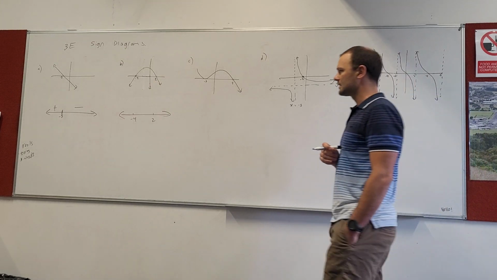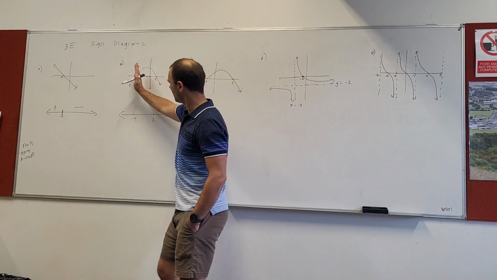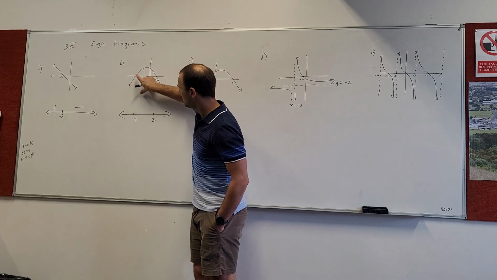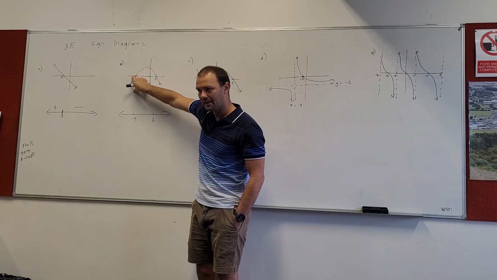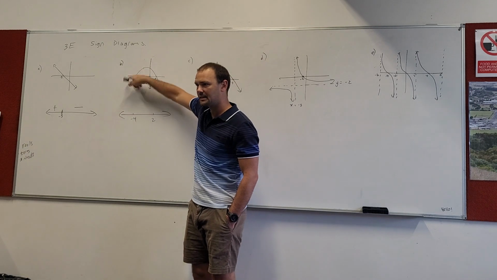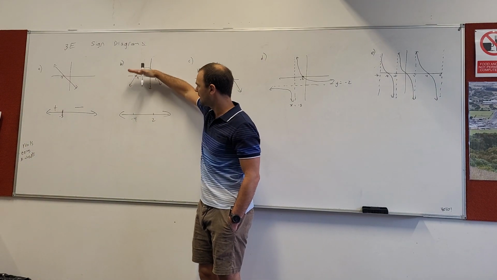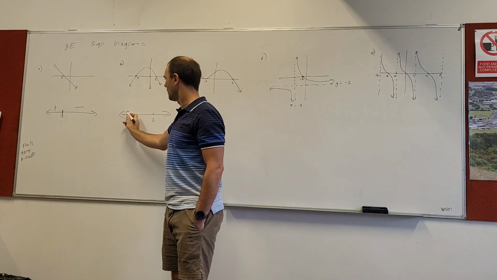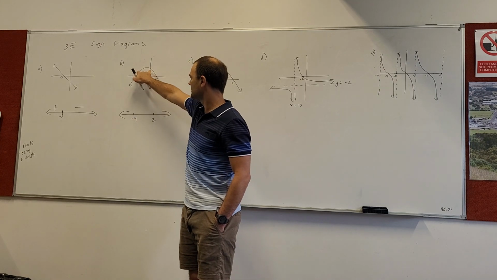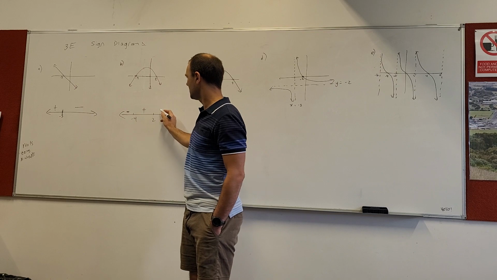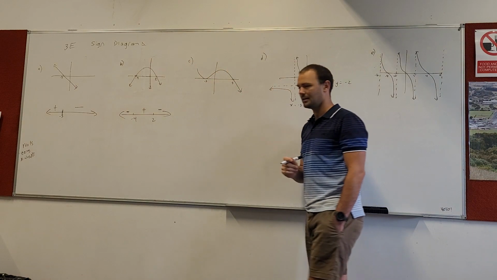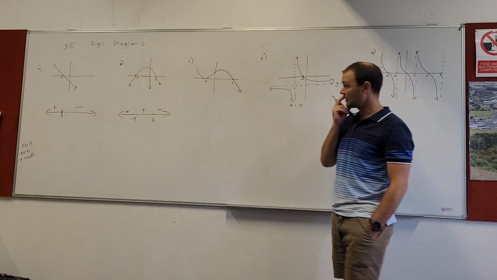And then we ask, where is it positive? Where is it negative? We just work from left to right. You can see to the left of -4, it is below the x-axis, so the y values are negative. In between -4 and +2, the y values are above the x-axis, so the y values are positive, and then negative.